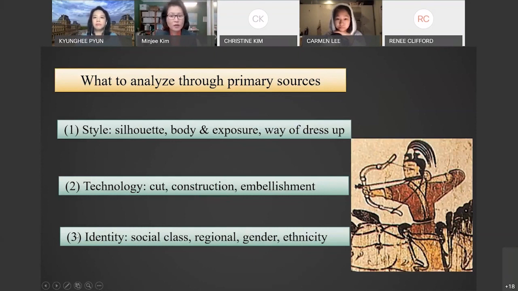And what can we see through dress? The wearer's identity, social class, or regional specificity, so regional style, or gender, whether that is a gender-differentiating look or an androgynous look, and whether they are Han Chinese people or Korean people or Japanese people, those ethnicities. So those can be examined through primary sources, but I don't limit these factors. You can see more than that through the examination of dress.